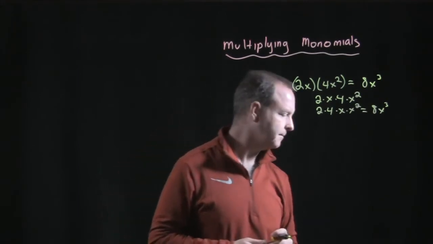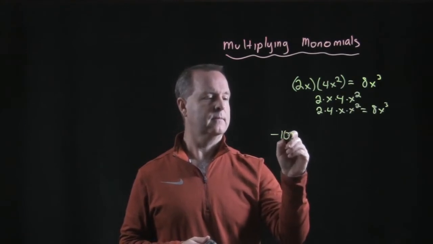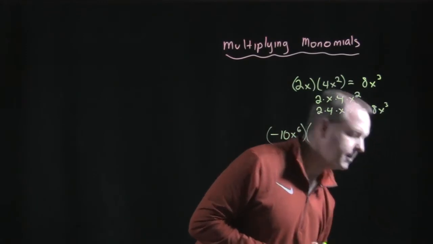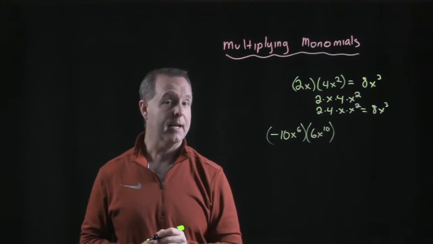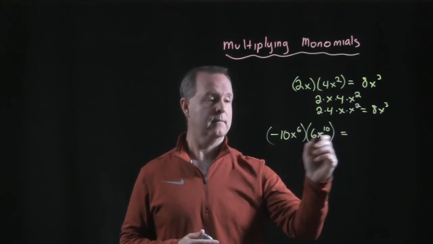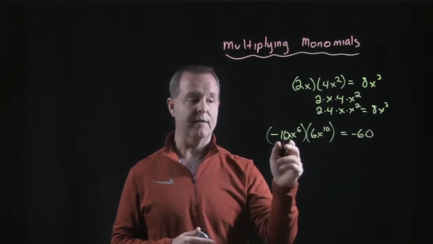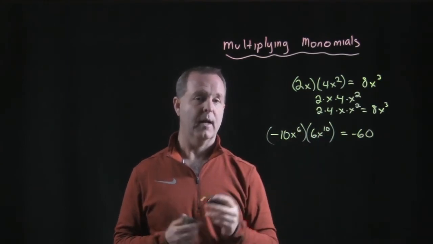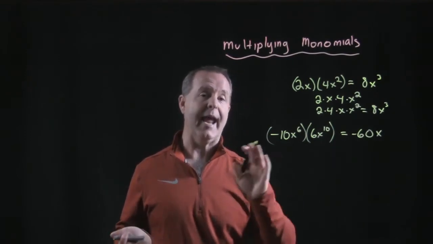Let's look at another one and see what this one looks like. Negative 10x to the 6th, let's multiply that all by 6x to the 10th. Same type of an idea. Let's multiply the coefficients to each other first. Produces a negative 60. And then we want to look at the variables. I have x to the 6th times x to the 10th. How do we deal with that? Well, it's x to the 6th times x to the 10th, so we add the exponents.